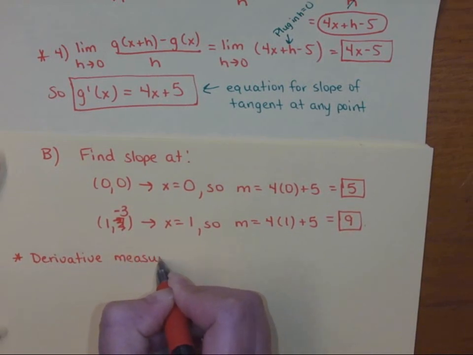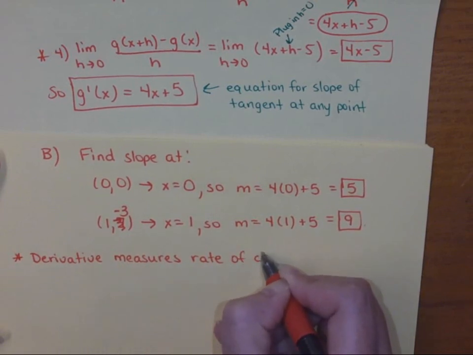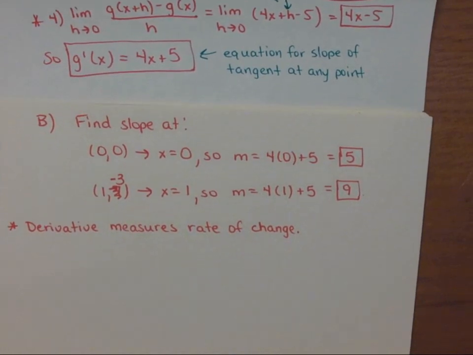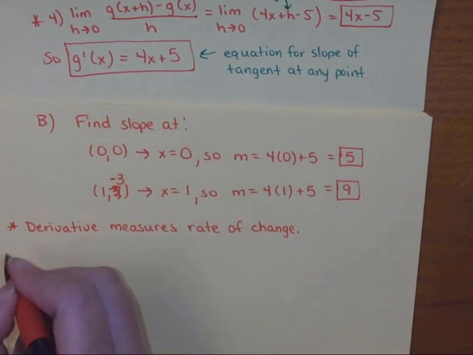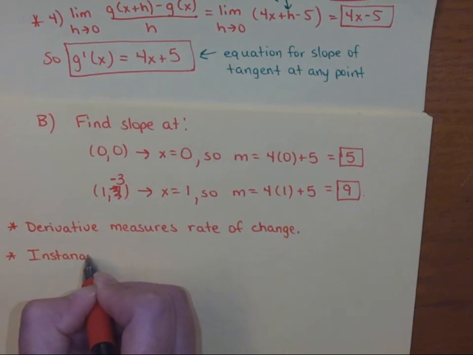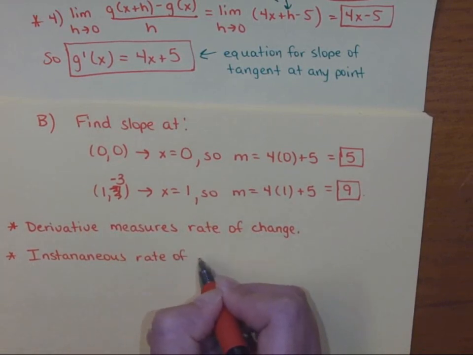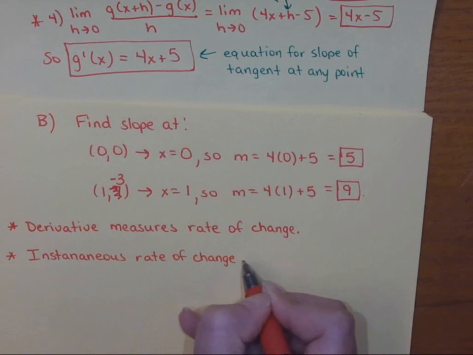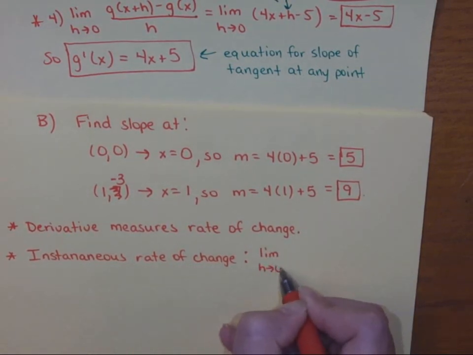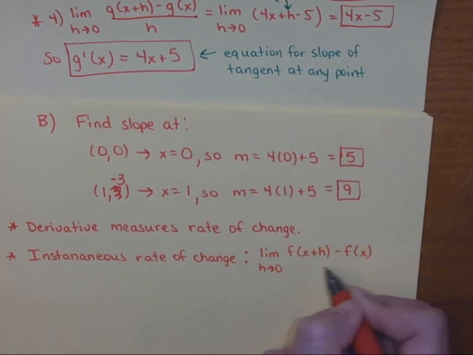All right, so derivative is the slope of the tangent. And remember, slope in general just means a rate of change. So the derivative measures a rate of change. So I mentioned at the beginning of the lecture instantaneous rate of change, and we're going to compare that with another type of rate of change. So the formula for instantaneous rate of change is the same one that we use for derivative, because the instantaneous rate of change is the derivative.